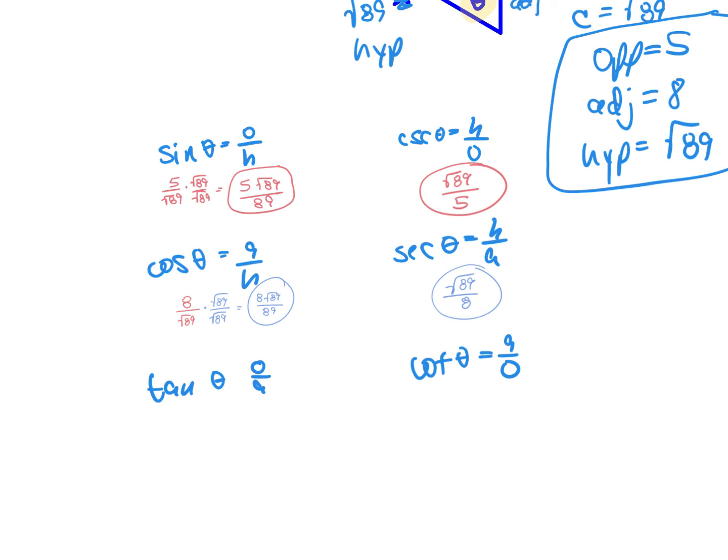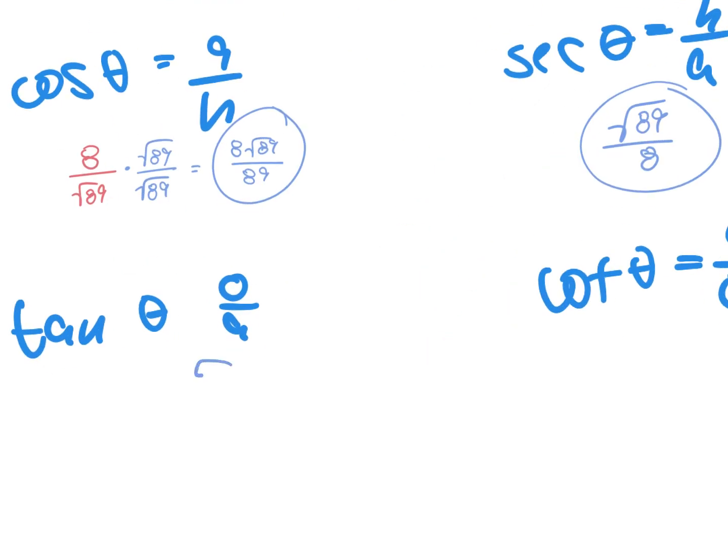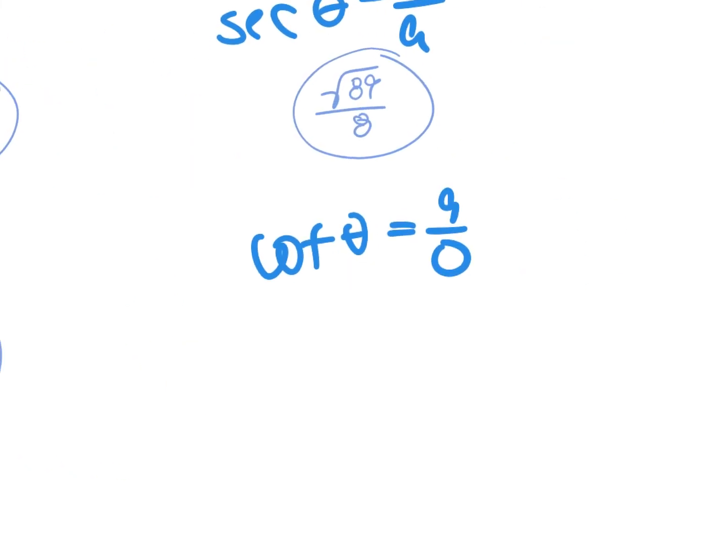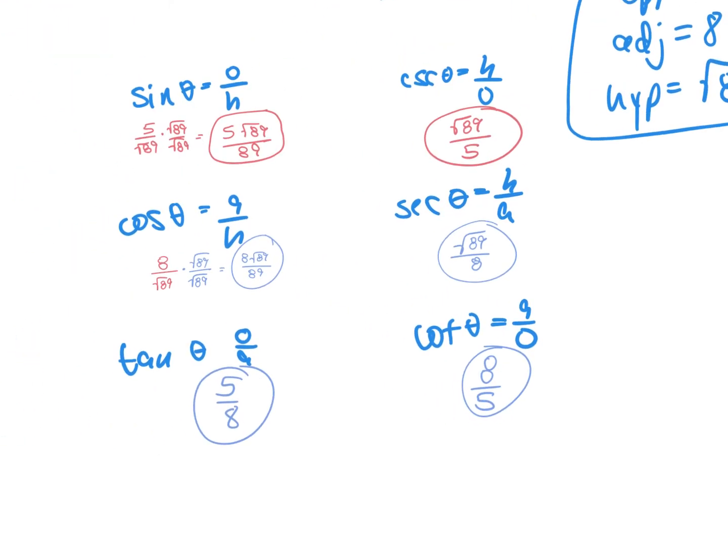Tangent, opposite over adjacent, 5 over 8. So cotangent is what? 8 over 5. Perfect. You guys okay?